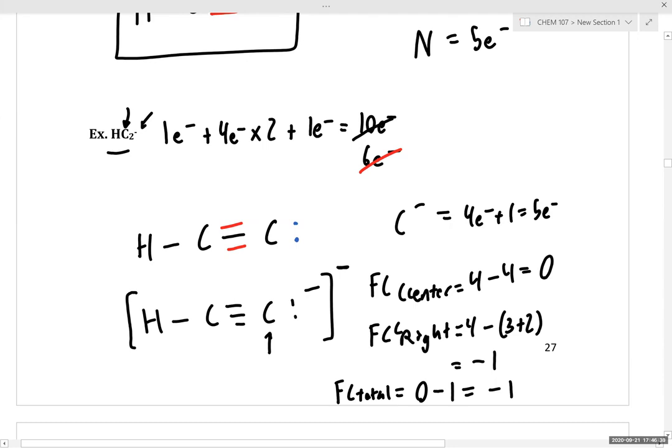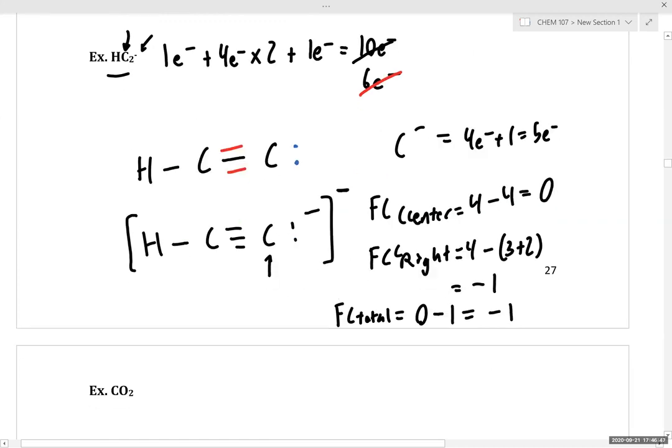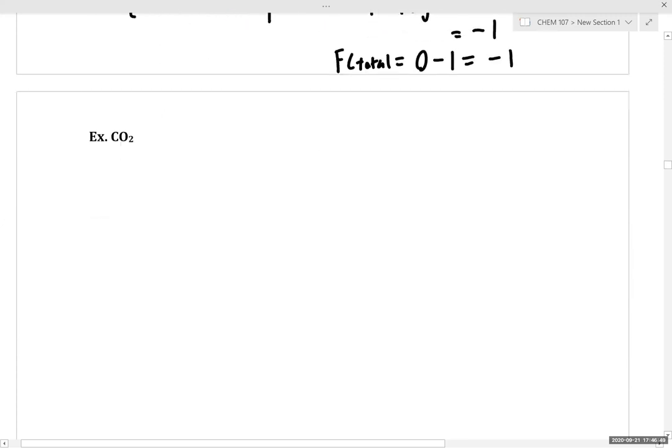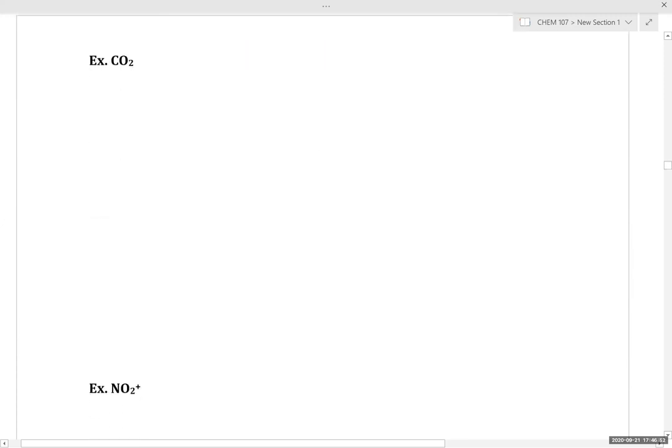So as you can see, you can draw structures from scratch, or you can use the analogy method. Both are valid. Let's keep going and look at the next pair of examples. I'd like you to draw Lewis structures for carbon dioxide and NO2+.